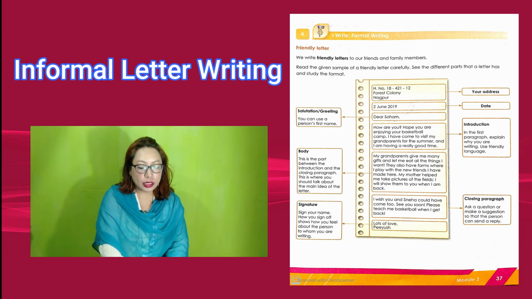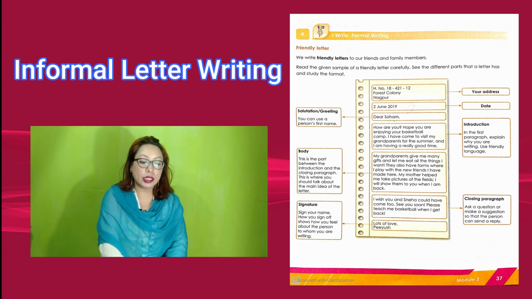Just below that space has been given, and just below that what you can see, the date, and the format of writing the date is 2nd June 2019. So please do not write 13/06/2020. Please do not follow that format. Please mention the month nicely with capital, right? So here they have written 2nd June 2019.